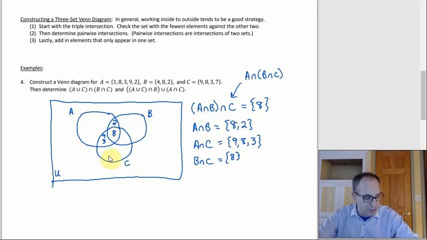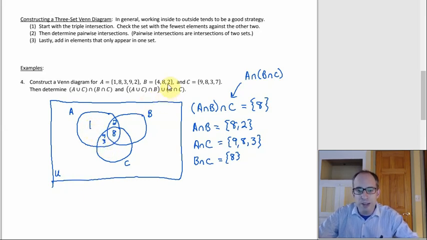Then filling in the rest of it, you say, well, what's an A that we haven't taken care of yet? So 8, 3, 9, and 2, they're already in there, but we don't have 1. So that actually goes out here. So 1's in A, but it's not in B and it's not in C. So it needs to be in A, but not in any of these overlaps. So it's just out here in this part of A over here.